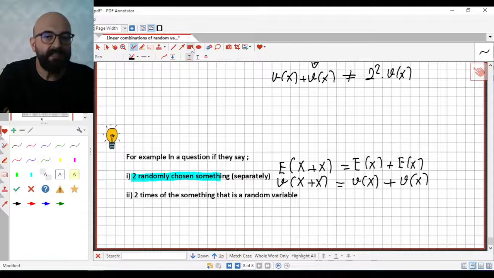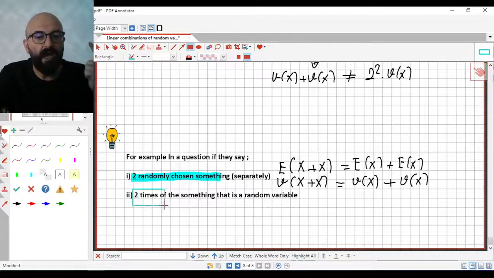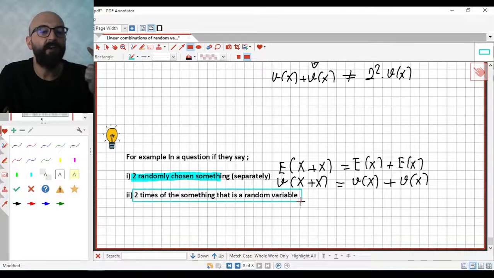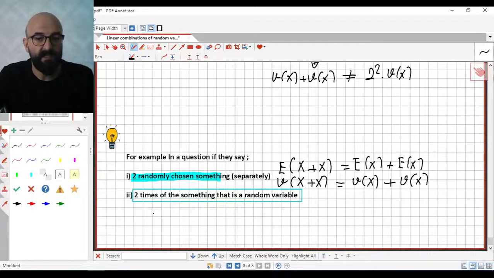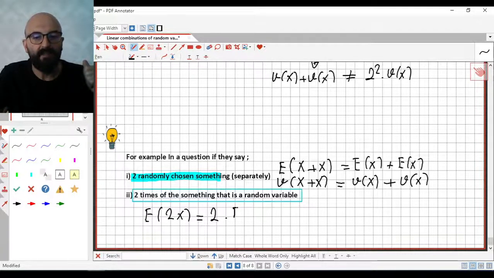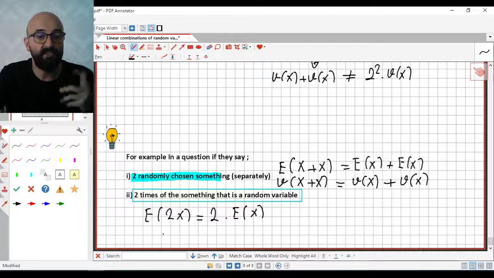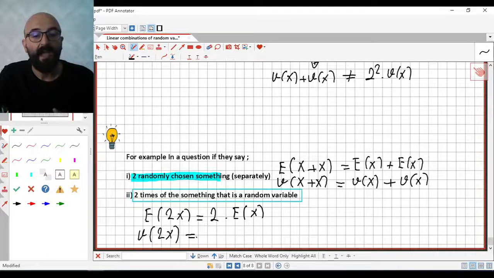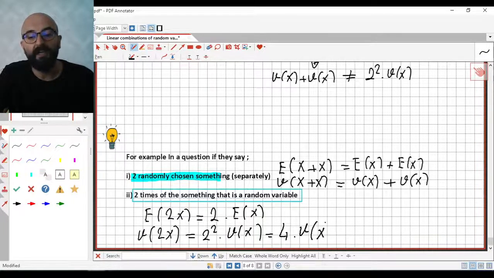But if they say 2 times something, that is a random variable two times, differently from x plus x. So the expectation of 2x doesn't change. It means 2 multiplied by the expected value of x, but the variance does change. So the variance of 2x we should write as 2 squared multiplied by the variance of x, and it means 4 multiplied by the variance of x.